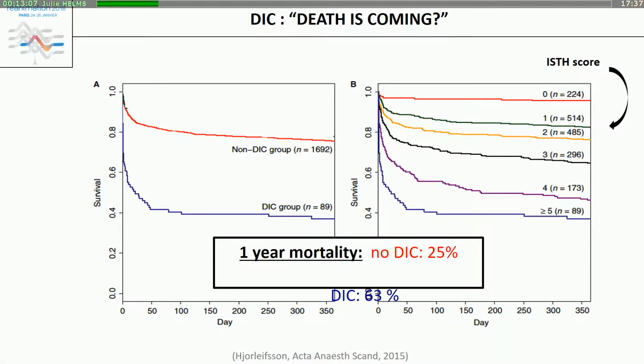DIC was indeed recently shown to be significantly associated with mortality. And for the same underlying disease, DIC is responsible for an increase from 40% of the mortality. What was interesting in this study is that the higher the DIC score was on the right, the higher was also mortality.